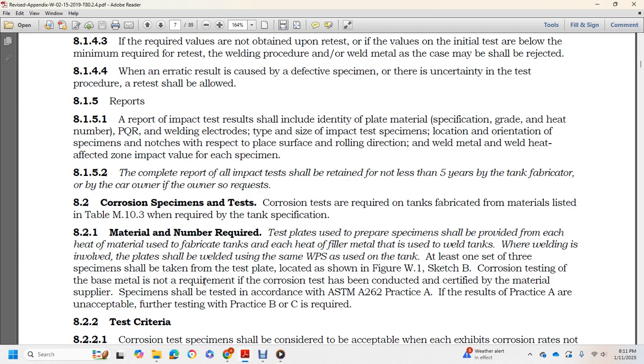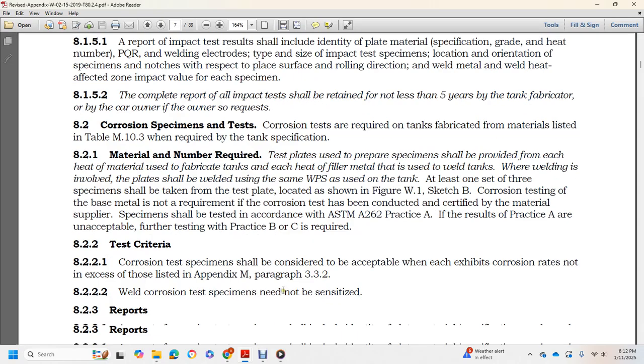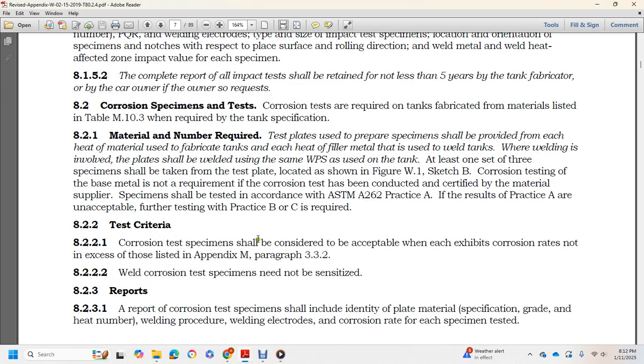Sketch B. Corrosion testing. Base material that does not require corrosion testing shall be certified by the material supplier. Specimens should be tested in accordance with ASTM A262 Practice A. If the results of Practice A are unacceptable, further testing by Practice B or C is required. Testing criteria: corrosion testing specimens are considered acceptable when they exhibit corrosion rates not exceeding those listed in Appendix M, paragraph 332. Welding corrosion testing specimens need not be sensitized.